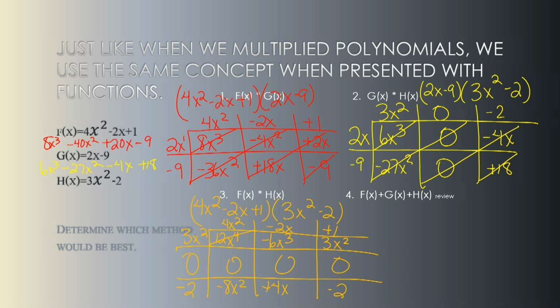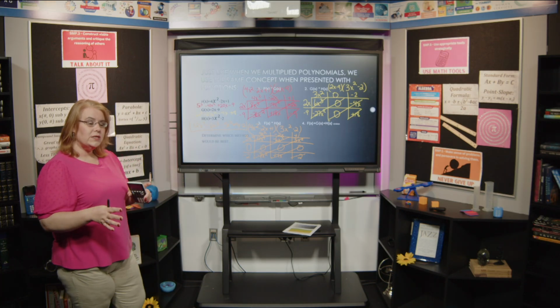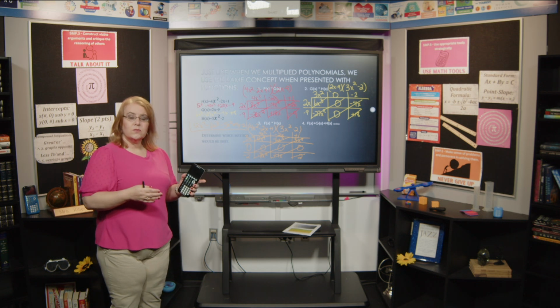So I am going to have 12x to the fourth. 0 plus negative 6 is negative 6x to the third. Negative 8 plus 0 plus 3 is going to be a negative 5x squared. 4 plus 0 is plus 4x. Then my constant. 12x to the fourth minus 6x to the third minus 5x squared plus 4x minus 2. Check your work. Check my work. Make sure our like terms are put together. Make sure that we had those zeros as placeholders.